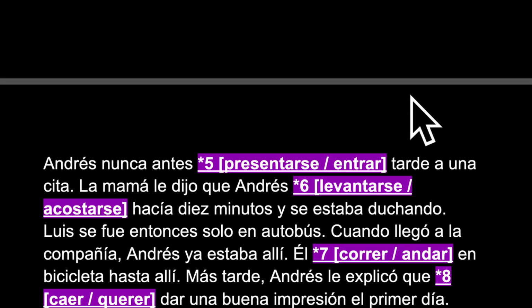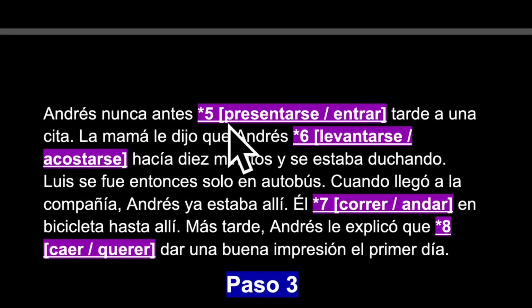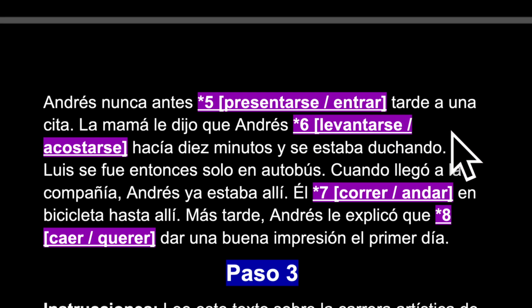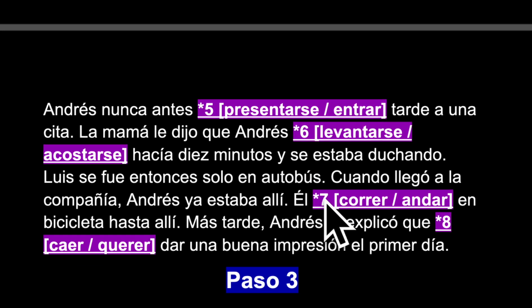Andrés nunca antes presentarse o entrar tarde a una cita. Would we say that he never presented himself or that he never entered late into an appointment? That one's a little bit tougher because it could be either in a sense. I would say Andrés nunca se presentó tarde a una cita. Remember, he's waiting at the bus stop. His friend Luis has not arrived yet. So he's trying to say, look, I've never showed up late for an appointment, so I'm not going to do that today. Andrés nunca antes se presentó tarde a una cita.